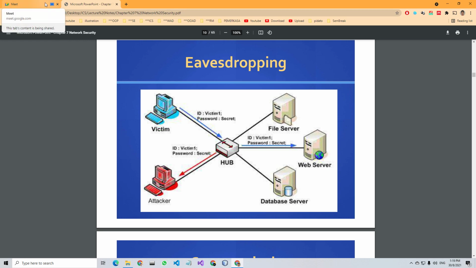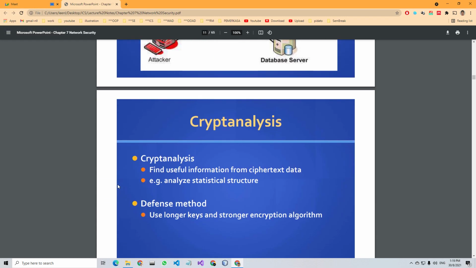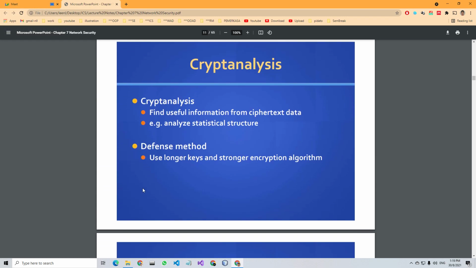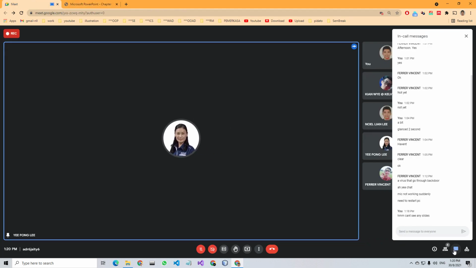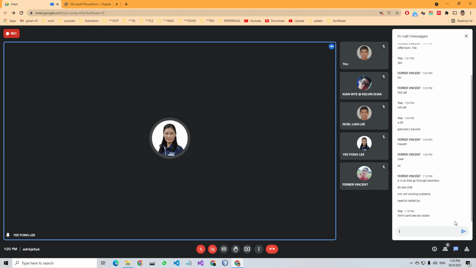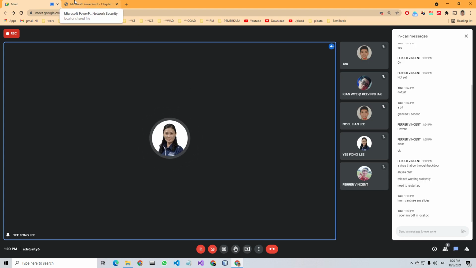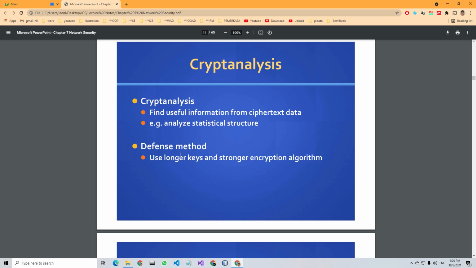Cryptanalysis. Still remember this topic? Maybe forgot, huh? Cryptanalysis is the study of analyzing an information system in order to study the hidden aspects of the system. Hidden here usually means looking at the weaknesses of the information. The defense methods are to use a longer key or a stronger encryption algorithm.